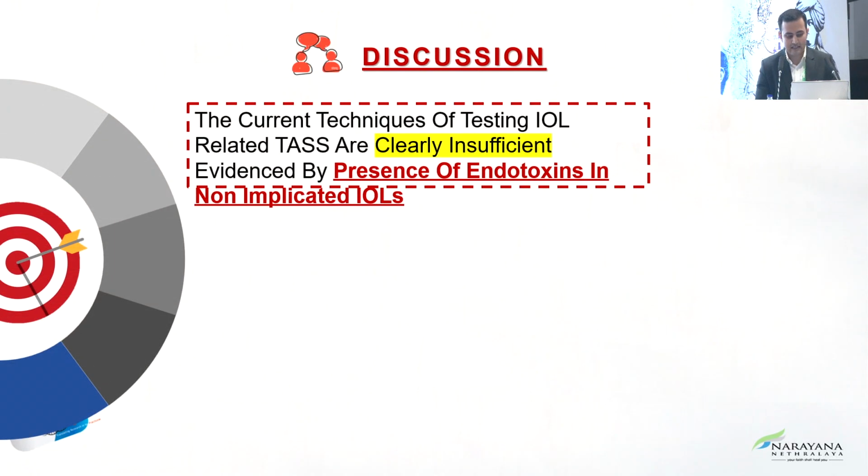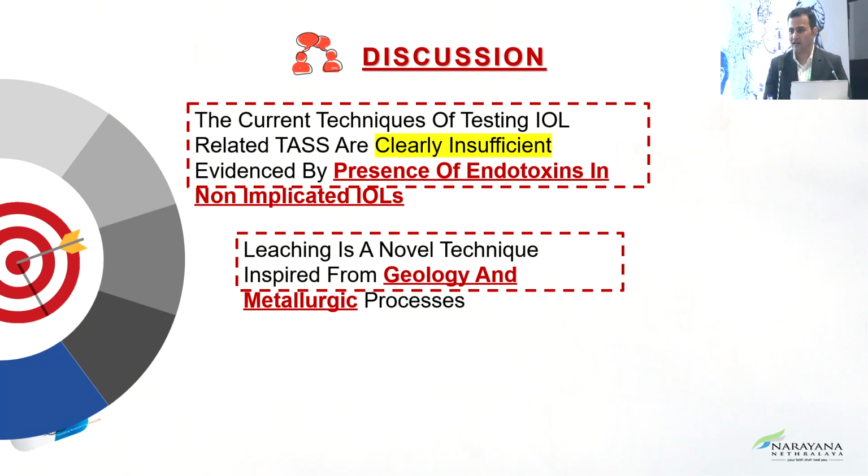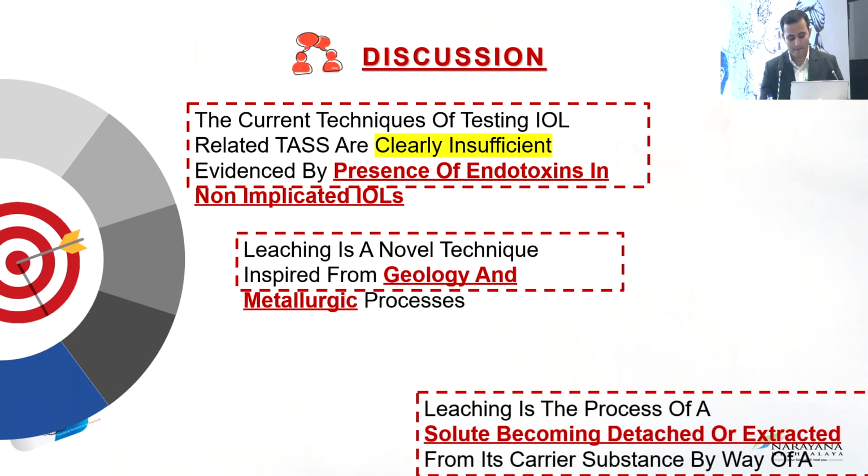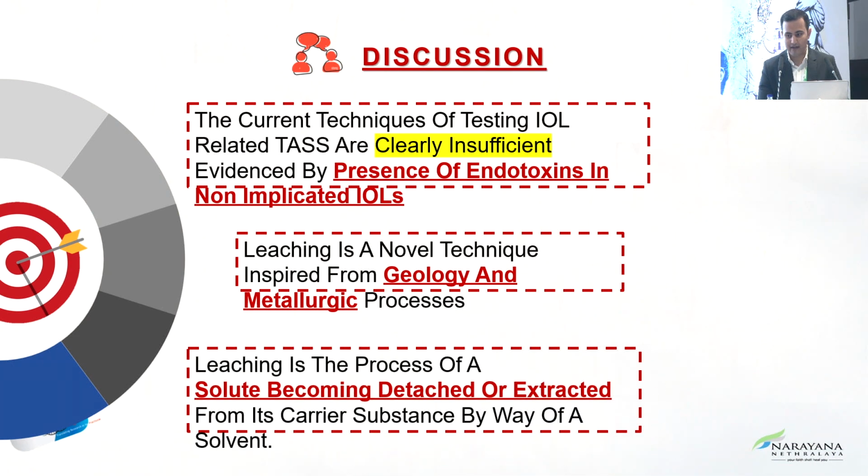So, clearly, these current techniques of testing the IOL-related TASS are insufficient, as evidenced by the presence of endotoxins in both these groups. Leaching is a novel technique which is inspired from geology and metallurgic processes. These techniques are used to essentially isolate microplastics from water and also rare materials from the earth. So, it's a process of the solute becoming detached or extracted from its carrier substance by using a solvent.